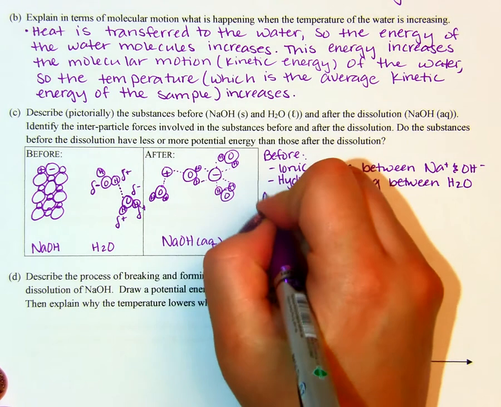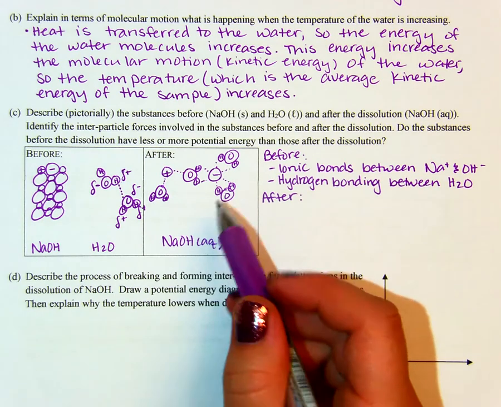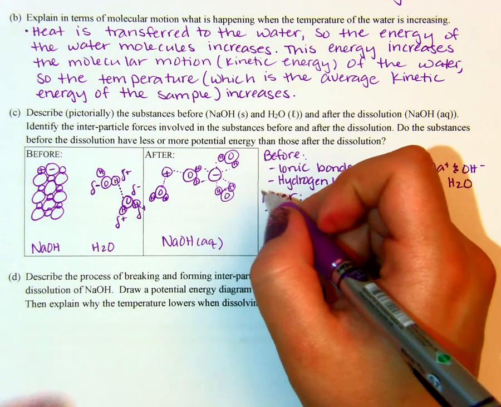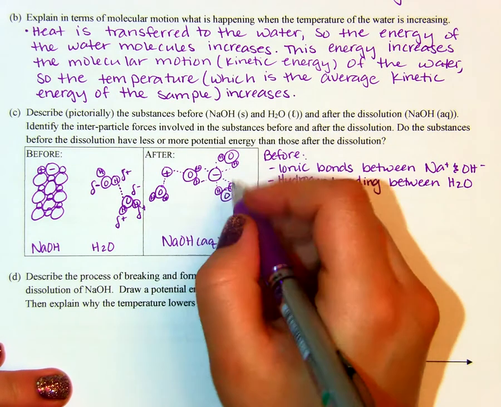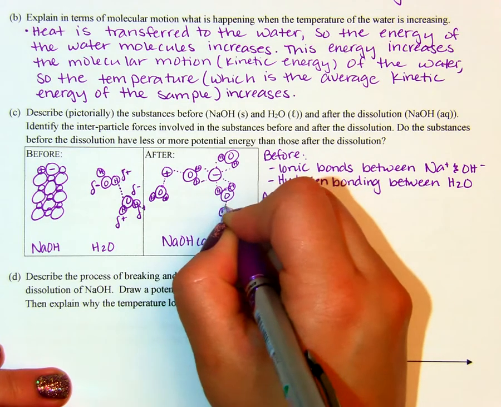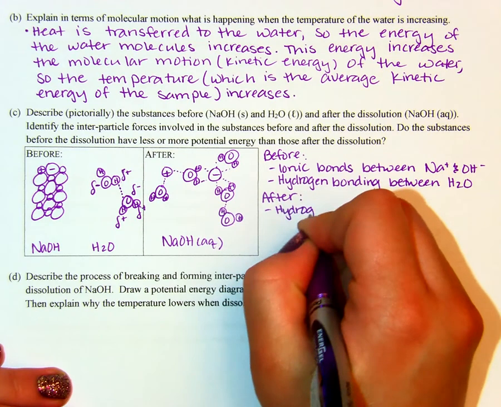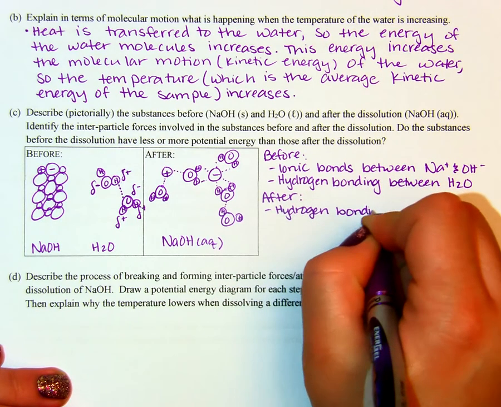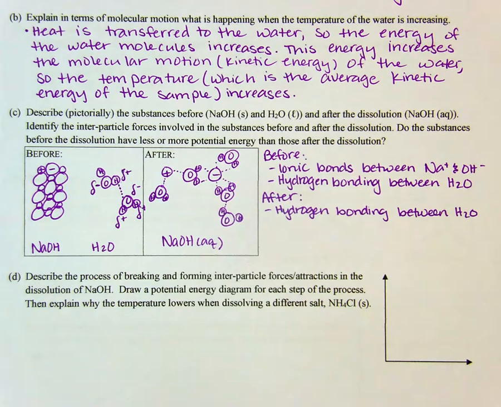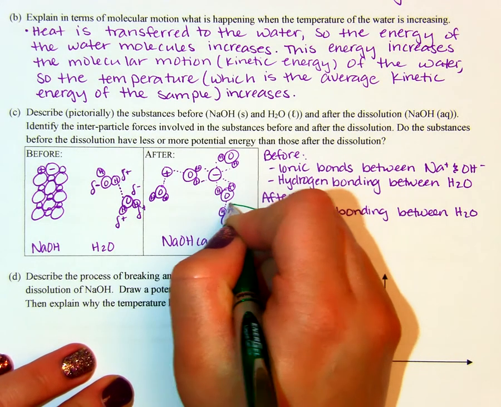Now, after the dissolution happens, we're getting a bunch of different things going on here. Firstly, we have hydrogen bonding being formed between the H2Os. So we still have waters in our whole solution here. So if I were to draw another water, we still have hydrogen bonding happening between the water molecules there. So hydrogen bonding between H2O molecules. Let me grab another color and highlight this for you. So here's our hydrogen bonding right there between those molecules.